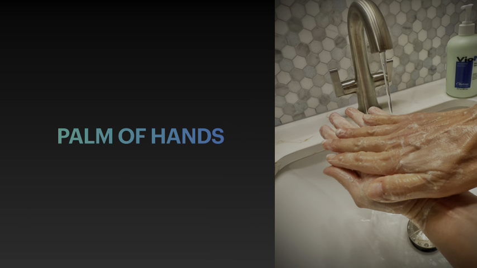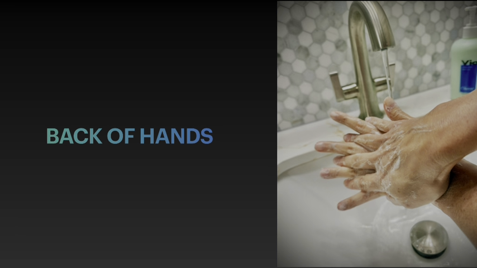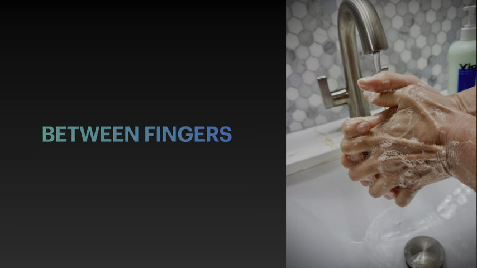You want to start with the palm of your hands, rubbing them together by using a circular motion. Then we'll move to the back of your hands. Rub the palm over the back of the other hand with interlaced fingers and do that for both hands. Next, scrub in between your fingers, palm to palm. Rub your hands with fingers interlaced.